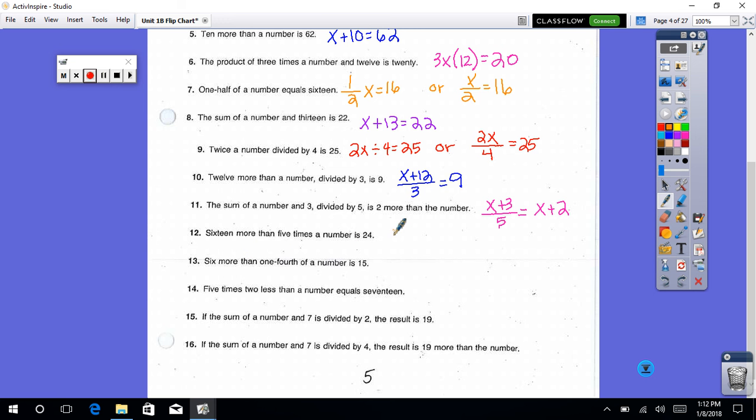$16 more than 5 times a number equals 24. Six more than 1/4 of a number is 15. 1/4 of a number, 6 more is 15.